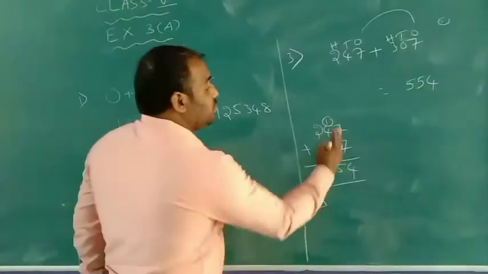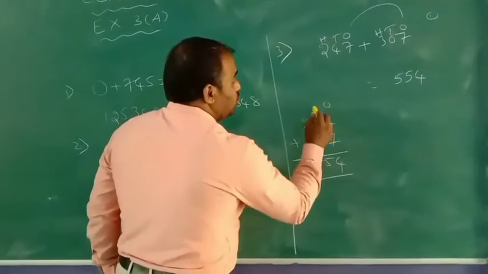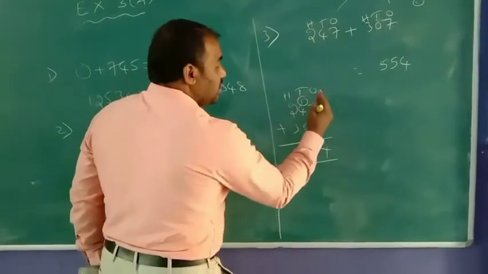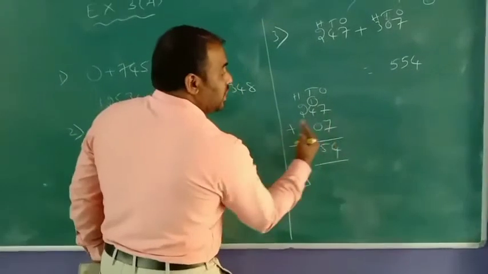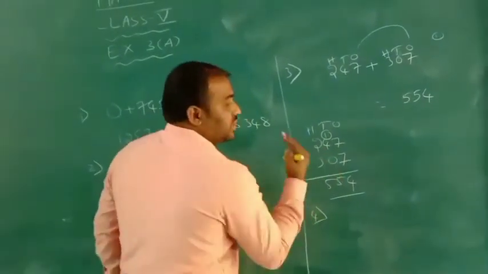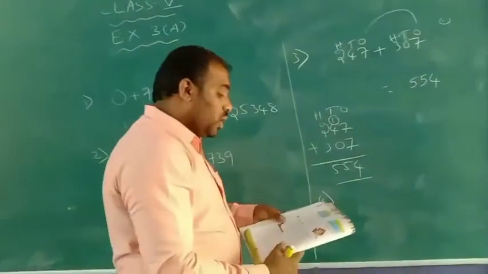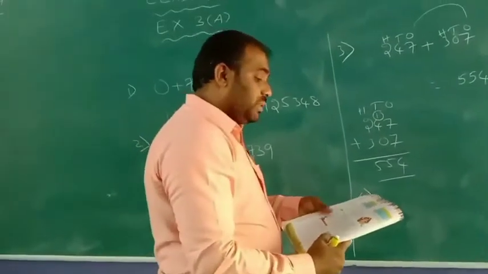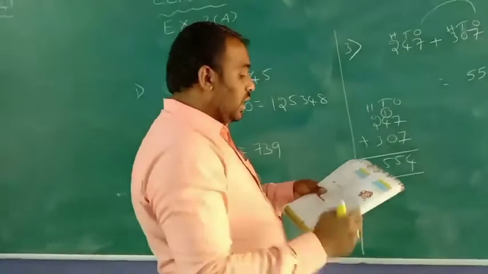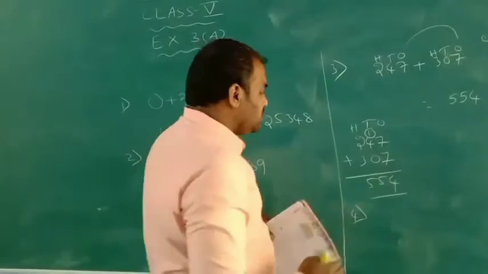This is the ones column. See, ones, tens, hundreds. Always start from the ones column. Like this, ones, after that tens, after that hundreds. Next, two or more than two numbers can be added in any order. Added in any order. For example, see what I have.